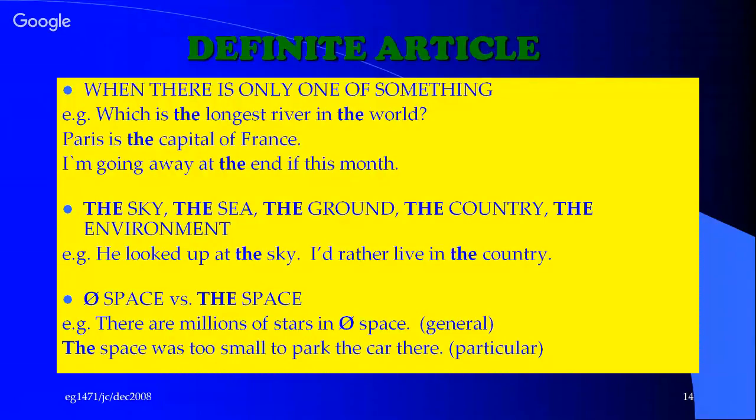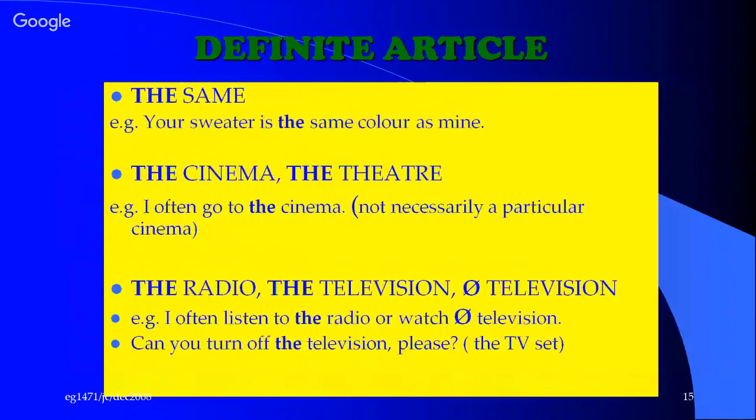The space was too small to park the car there. So now here we are talking about space in general. But here, the space, we are talking about a particular space. So one space is there, but in our space we could not park the car. Definite article.